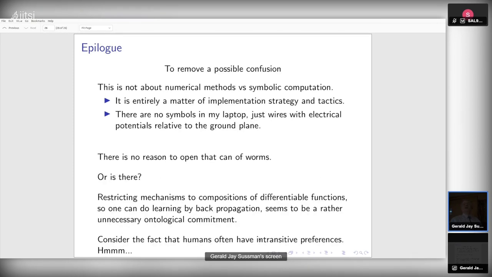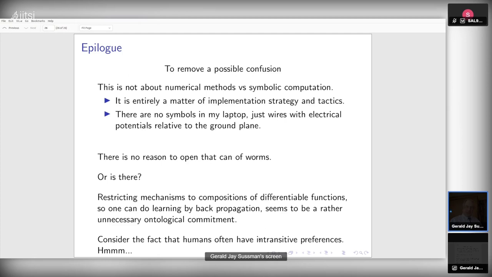Now, just to make sure that none of you think I'm being a little bit parochial about this, I'm not worried about the difference between numerical methods versus symbolic methods. That has nothing to do with anything as far as I'm concerned. My laptop has no symbols in it. It has just wires with electrical potentials. Symbols are the way we talk about what's going on. We design our laptop so that it is easy for us to use particular combinations of voltages on wires to make particular symbols.